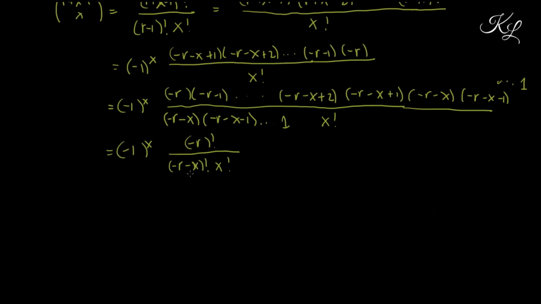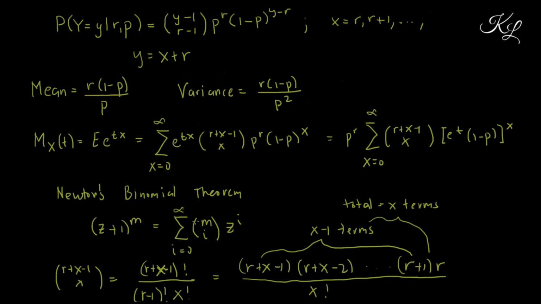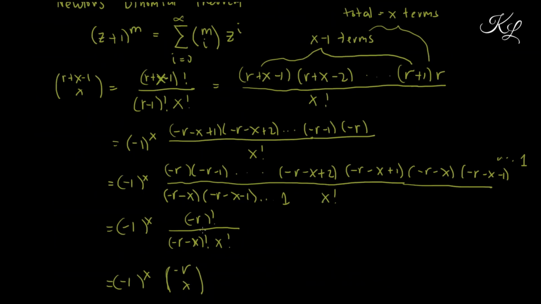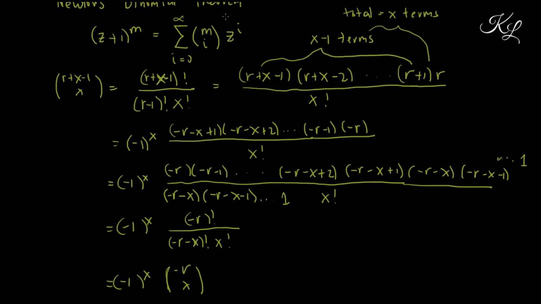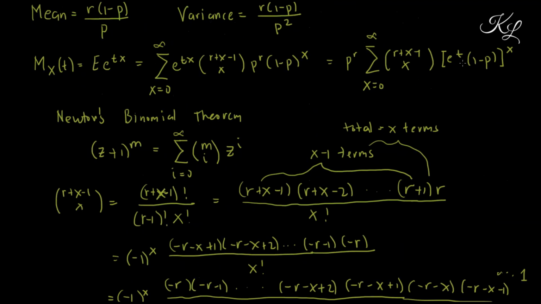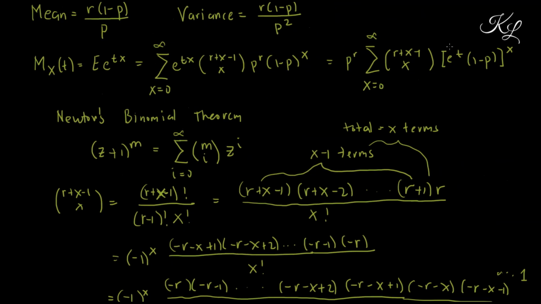This term is equal to negative 1 raised to x, times negative r choose x, because we have negative r at the numerator, negative r minus x here, and x here. So now this term is a combinatorial form that has no variable at the top, since negative r is a constant, and it is similar to this, and we can combine it with this. So let's substitute this in terms of this term here.